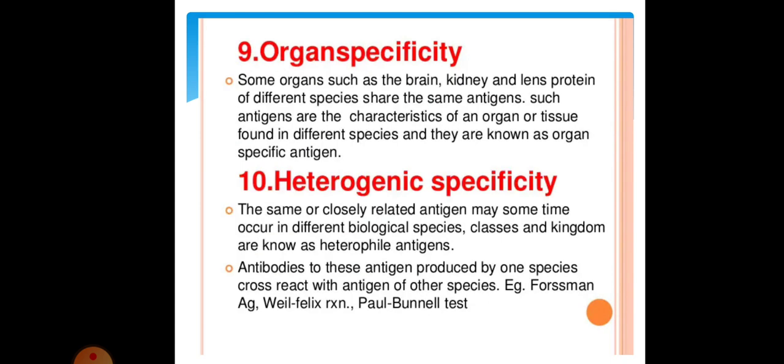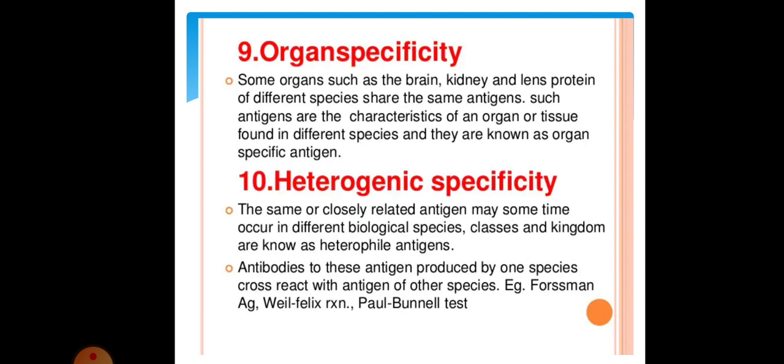Organospecificity is also one of the important factors of antigenicity. Some organs such as the brain, kidney and lens protein of different species share the same antigens. Such antigens are the characteristics of an organ or a tissue found in different species, and they are known as organ-specific antigens. Heterogenic specificity: if a particular substance or molecule also possesses heterogenic specificity, then we call that substance or molecule an antigen.